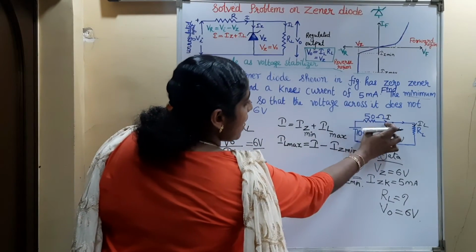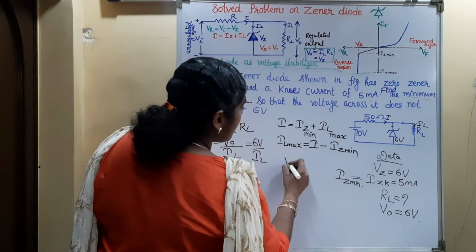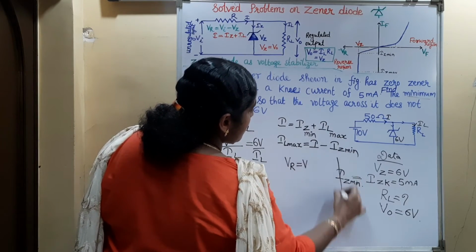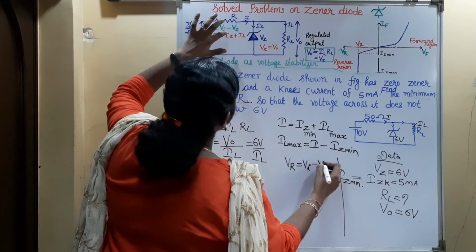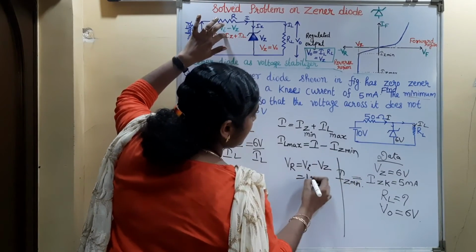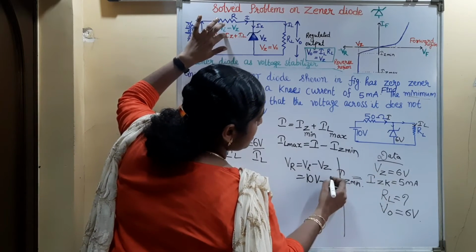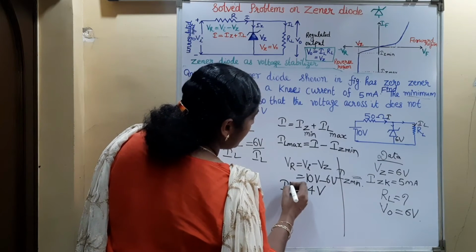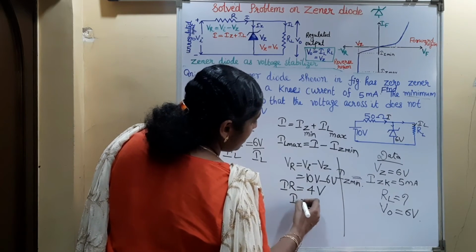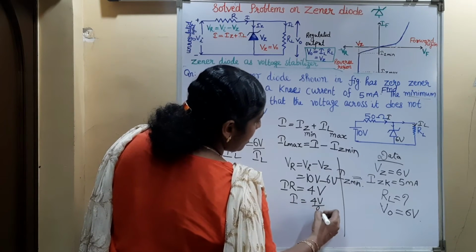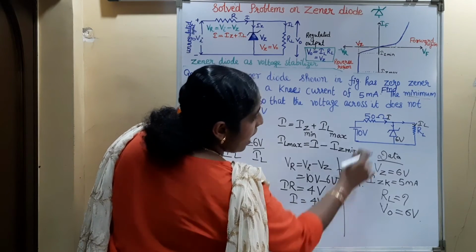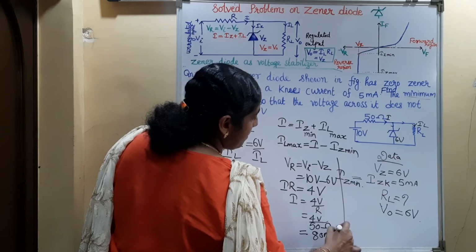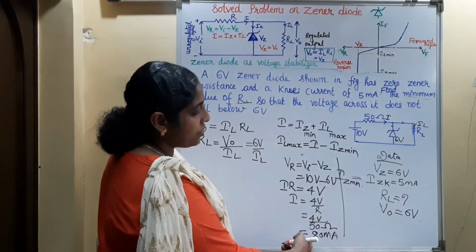To find the value of I, first we want to find the voltage drop across the series resistance. What is this voltage drop? That is VI minus VZ. What is the input voltage? 10 volt minus VZ, which is 6 volt, is 4 volt. So that 4 volt will be IR. So the main current I will be 4 volt divided by R, that is 50 ohm, which is equal to 80 milliampere. So the total current I is equal to 80 milliampere.